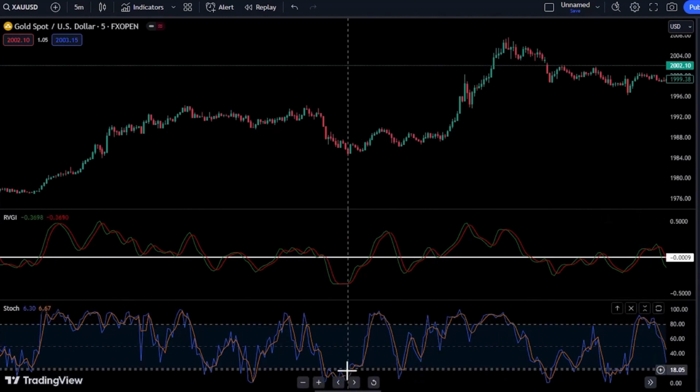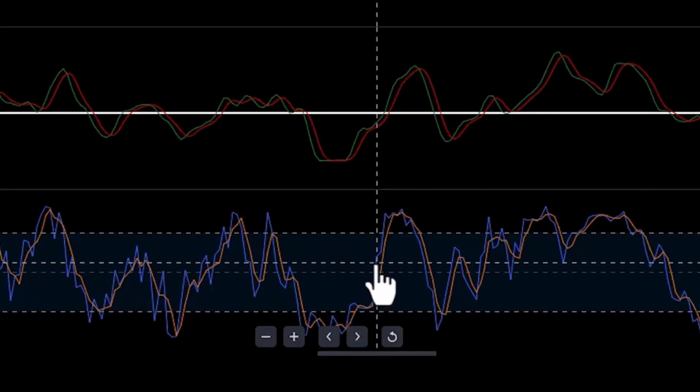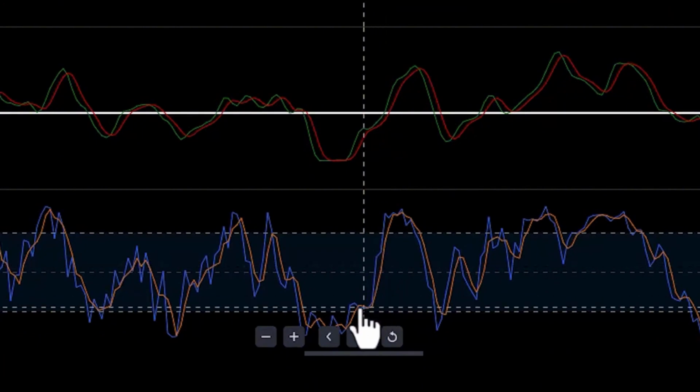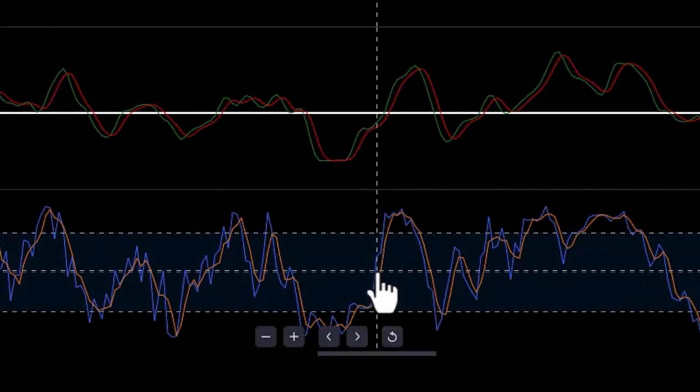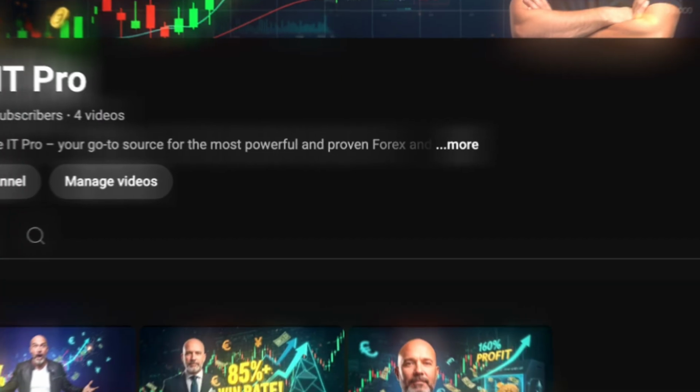We must definitely keep these 2 points in mind. The next point is that the blue line is called the %K line, and the red line is the %D line, from which we receive signals based on the %K line.